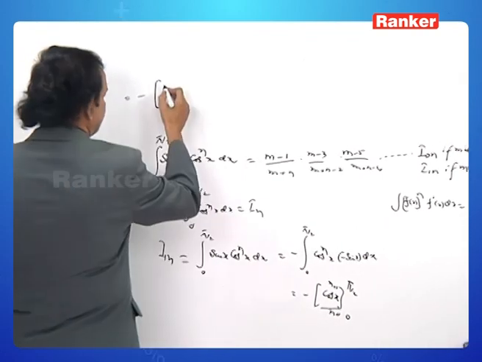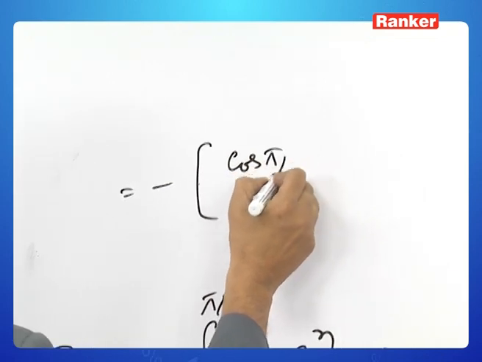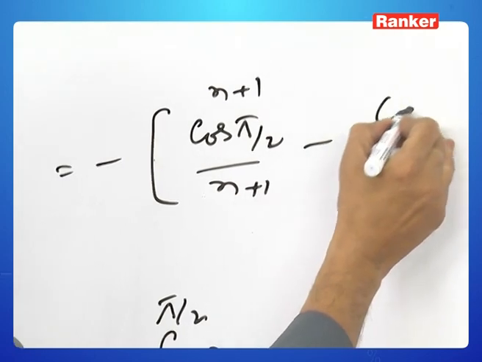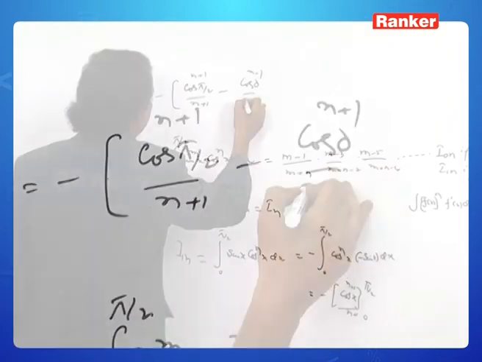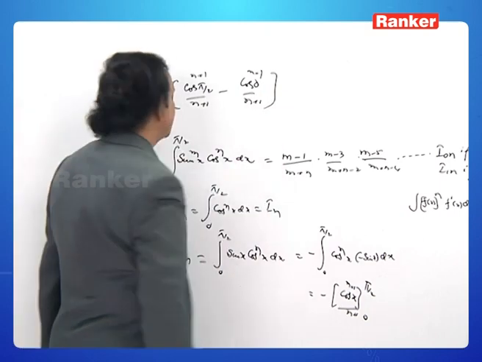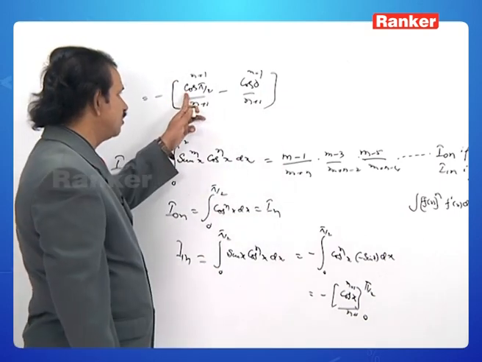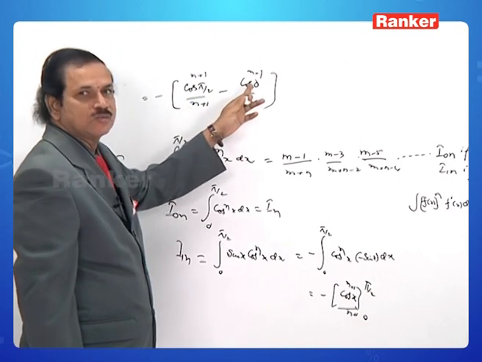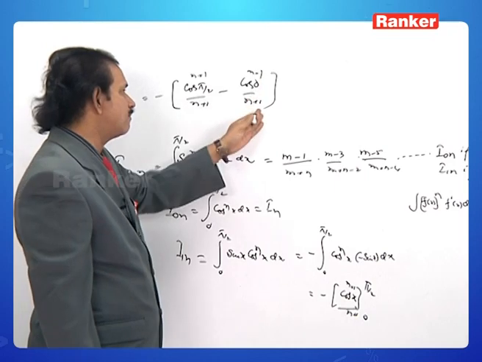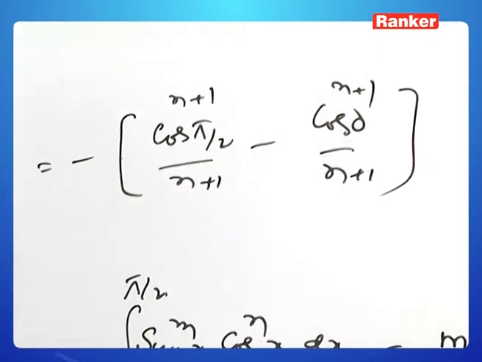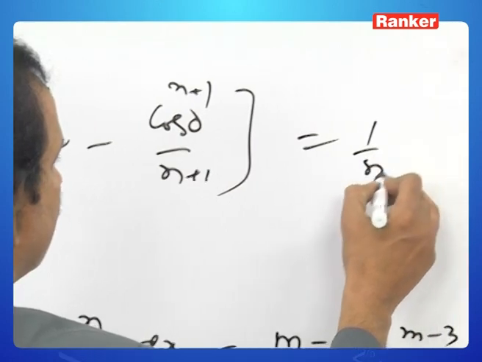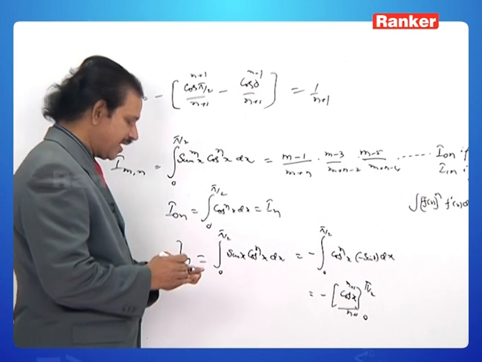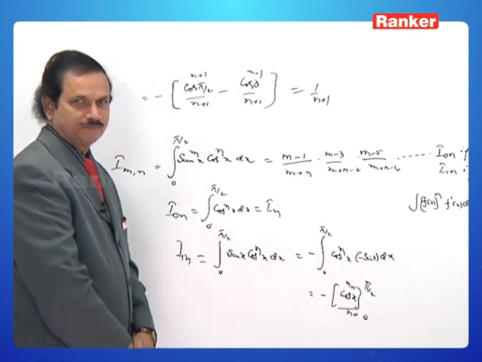Substitute pi by 2 in the place of x. We have cos pi by 2 power n plus 1 by n plus 1 minus cos 0 power n plus 1 by n plus 1. You know that cos pi by 2 is 0, 0 per anything is 0, 0 by n plus 1 is again 0, and cos 0 is 1, 1 per n plus 1 is again 1 by n plus 1, minus of minus 1 by n plus 1 is 1 by n plus 1. So that is the value of I1n as 1 by n plus 1.